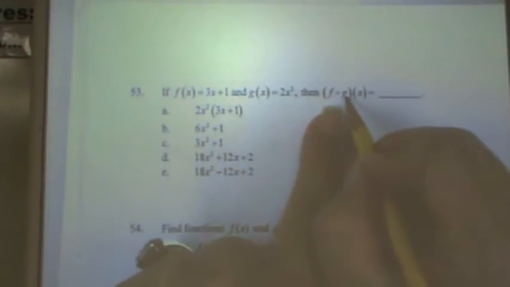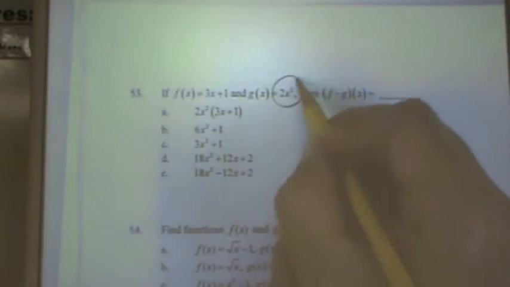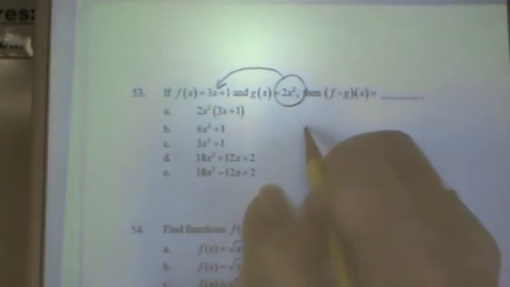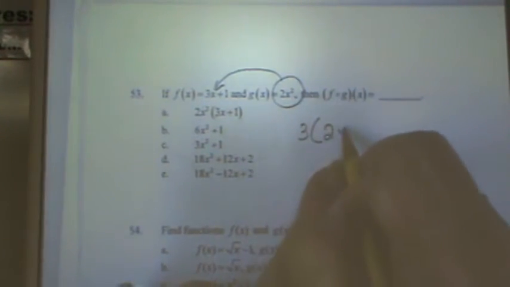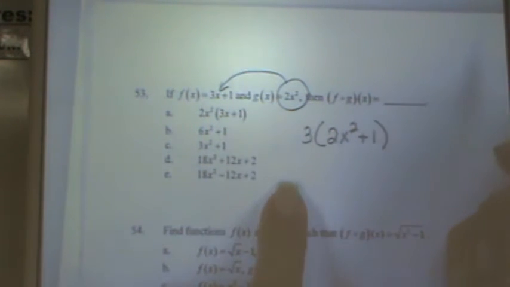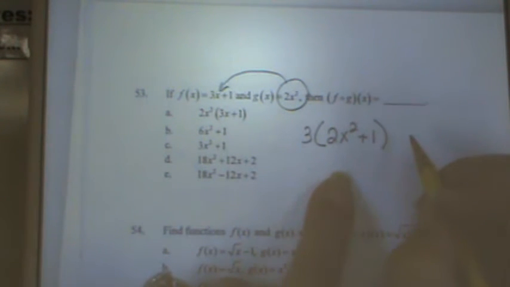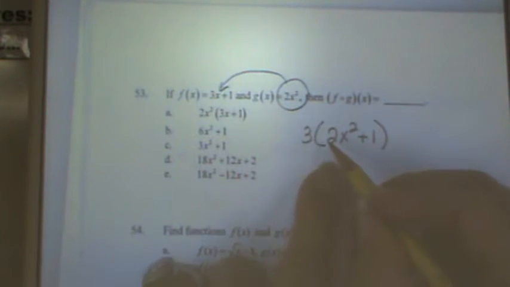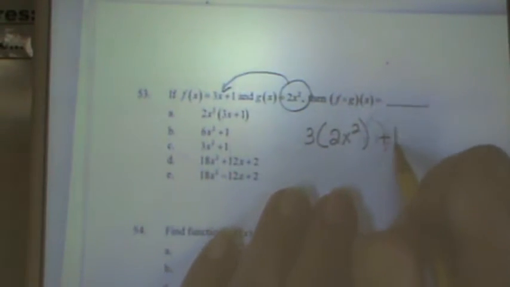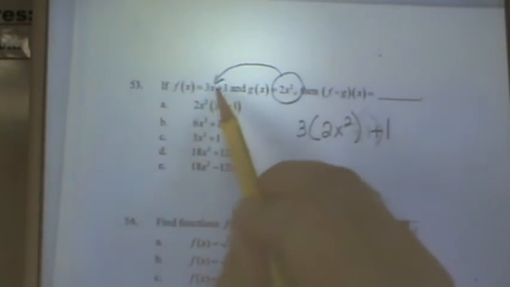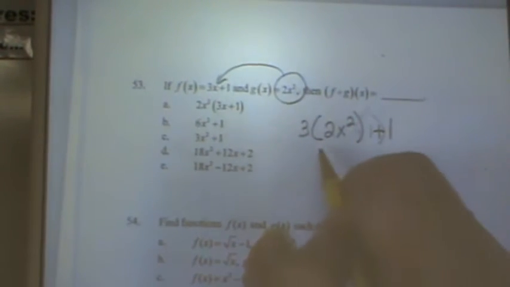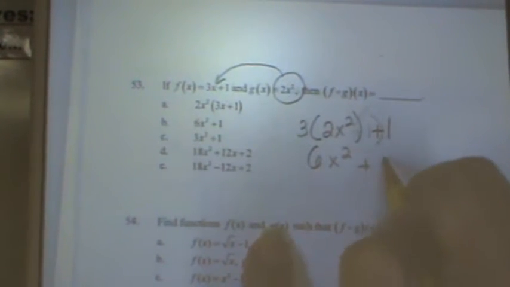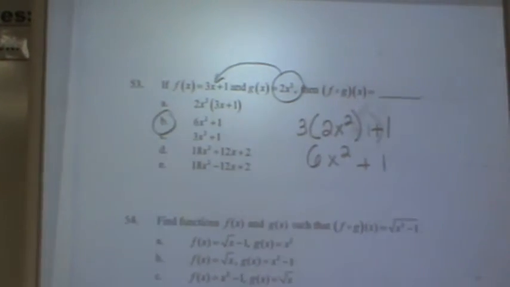53. This one is asking you to find f of g of x. So you're going to take the g function and plug it in for f. So in other words, 3 times 2x squared, and then add 1. Add 1 at the end. So this goes in here, 3 times 2x squared, which would be 6x squared, and then plus 1. That would be B.